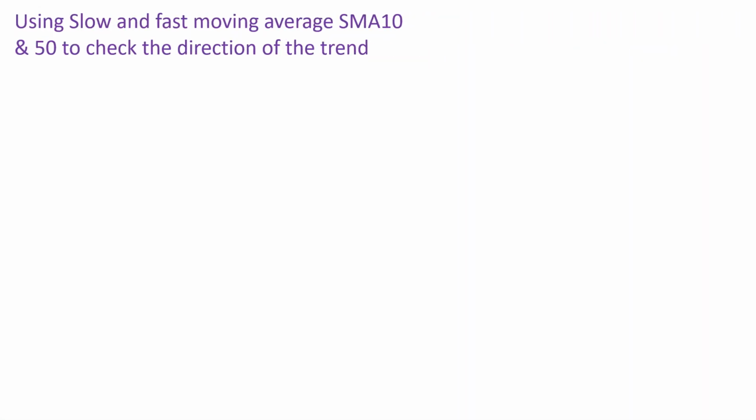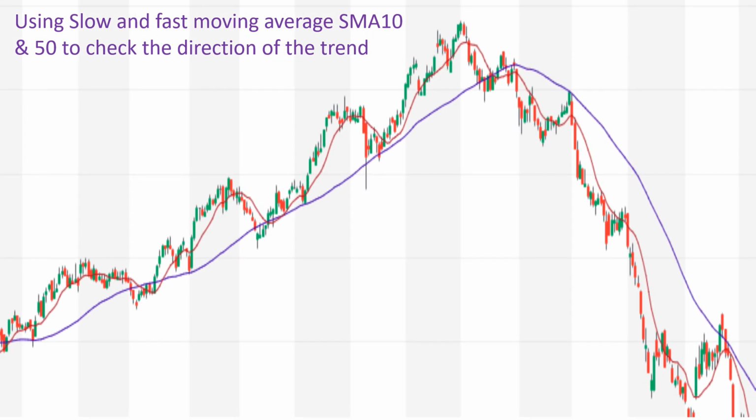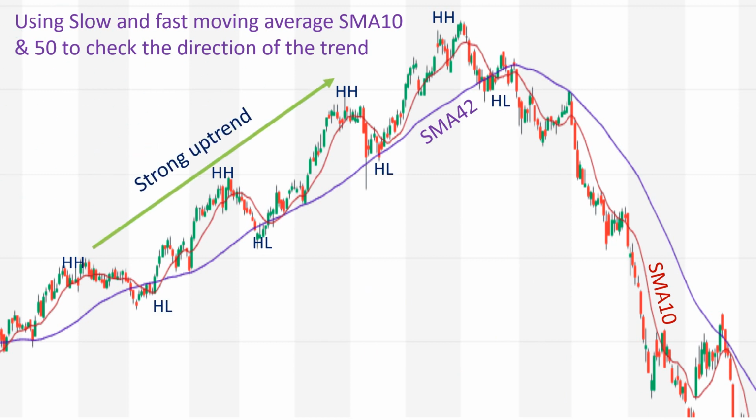Using a slow and fast moving average, SMA 10 and SMA 42, to check the direction of the trend. This is the price trend, and I installed two moving averages, SMA 10 and SMA 42. The trend is making higher high and higher low. That's the characteristic of a strong uptrend. When the price is above the fast moving average SMA 10 and both of them are above the slow moving average SMA 42, that is the sign of a strong uptrend and the two moving averages are considered as dynamic support.